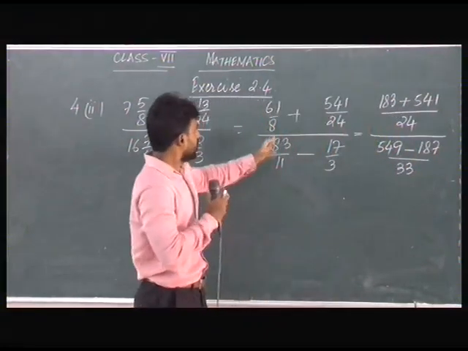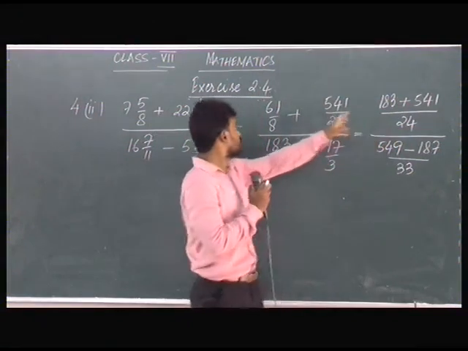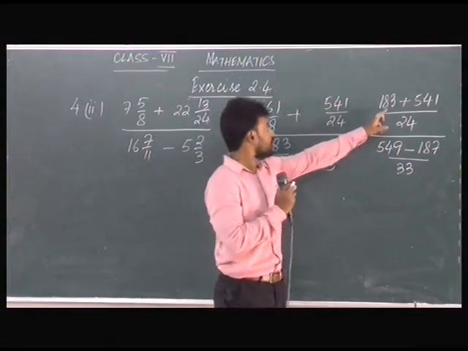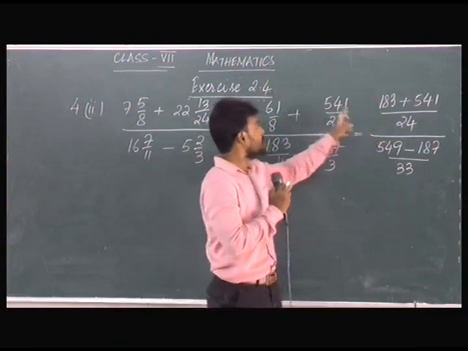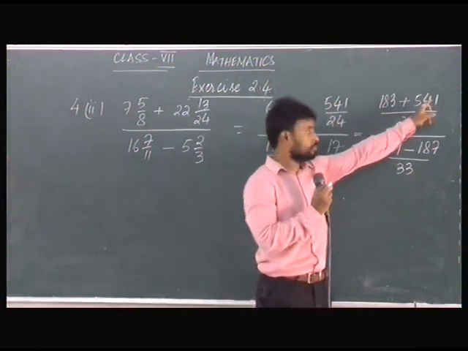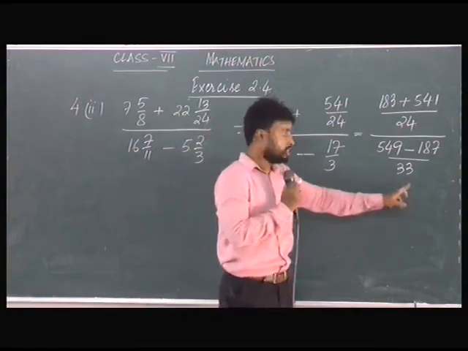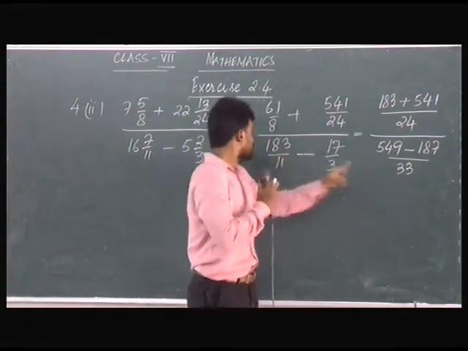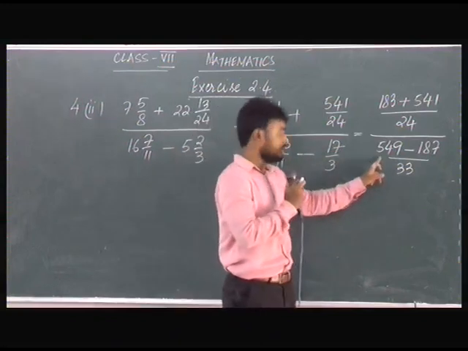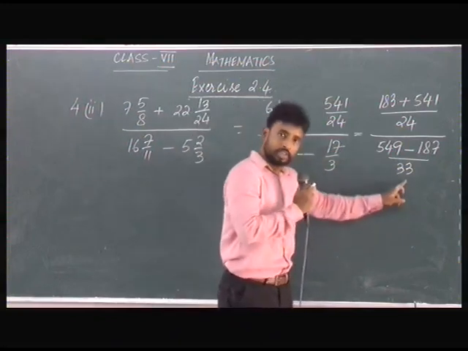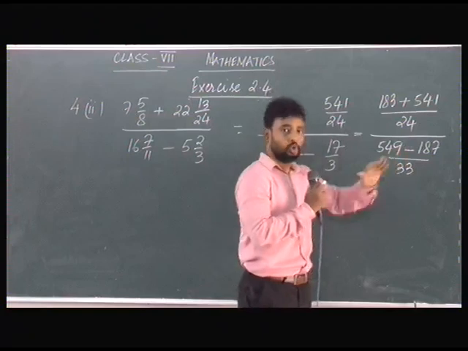So I repeat, 8 will go 3 times, 3 into 61 will give you 183. 24 will go 1 time, 1 into 541 will give you 541. Similarly, you'll take the LCM of 11 and 3, you'll get 33. 11 goes 3 times, 3 into 183 will give you 549, and 3 will go 11 times, and 11 into 17 will give you 187.